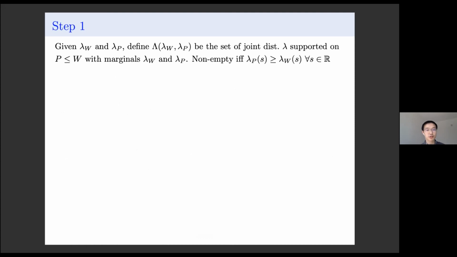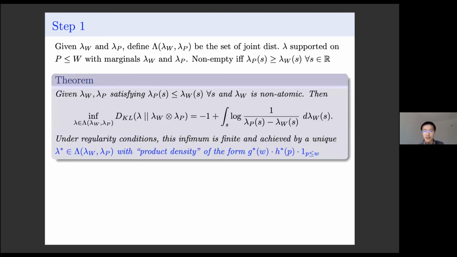So given 2 marginal distributions, one for the winner type and one for payment, we're going to define this set, capital lambda, to be the set of all joint distributions with these marginals and satisfying the additional constraint that the payment cannot exceed the winner type. That's coming from the ex post IR constraint. Now this essentially says that W is going to stochastically dominate P. So this set of joint distributions is non-empty if and only if the 2 CDFs are ranked everywhere. And here is our main technical theorem characterizing the minimum KL divergence achieved by some joint distribution with these marginals.